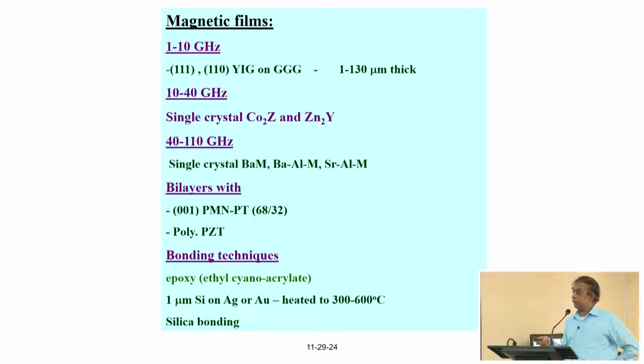It works very well, and you don't need any fancy technique, but it's okay so long as you don't have any heating associated with the device. If the device heats up, then there is a danger of debonding the ferrite and the ferroelectric, and the device won't work anymore.